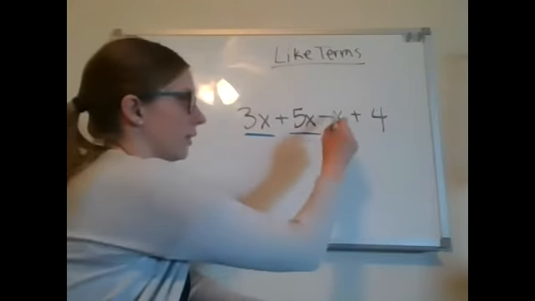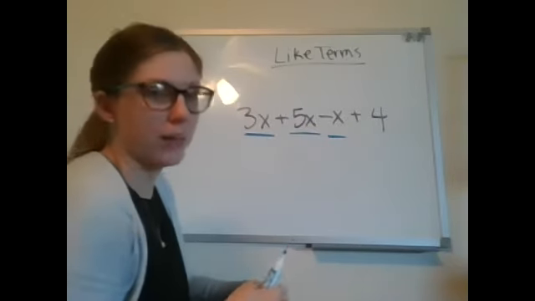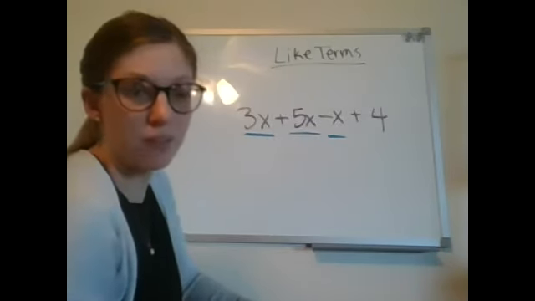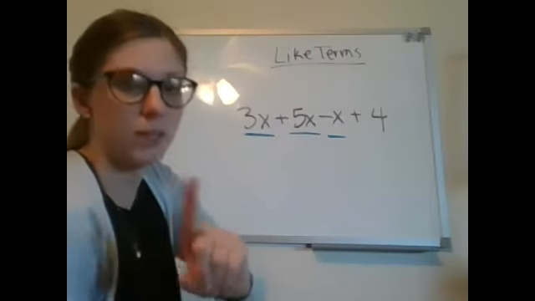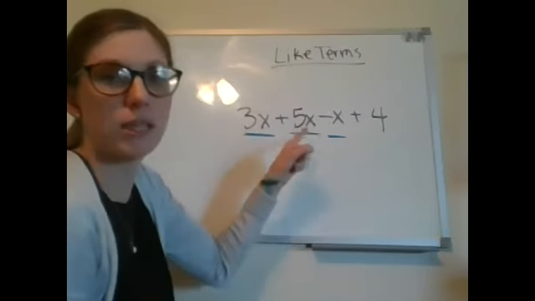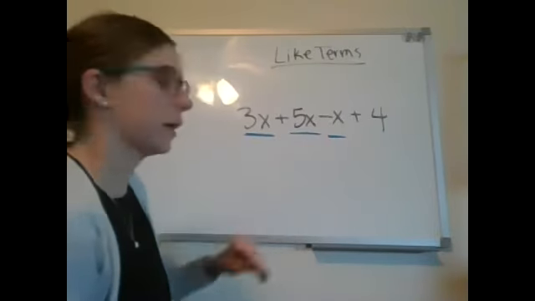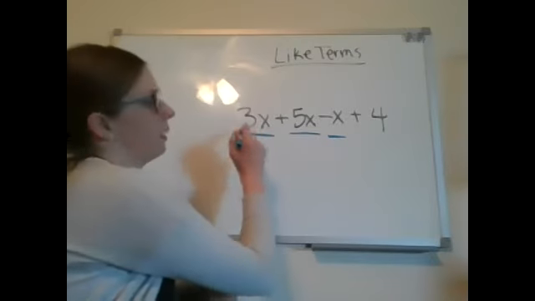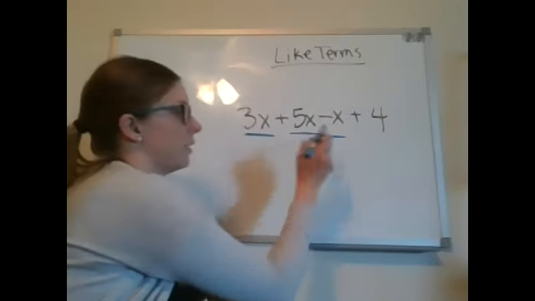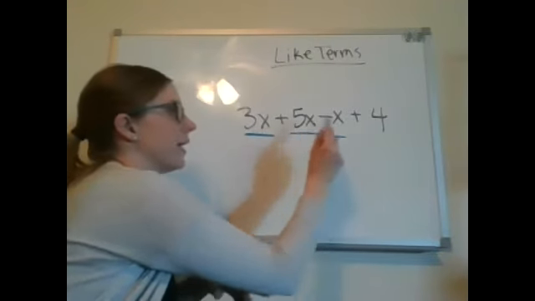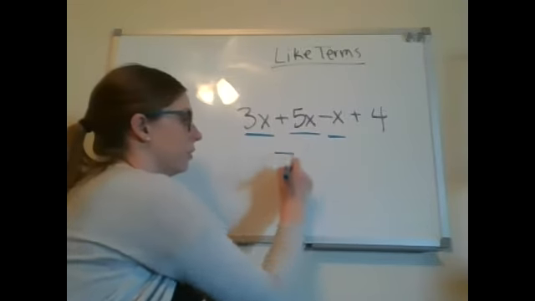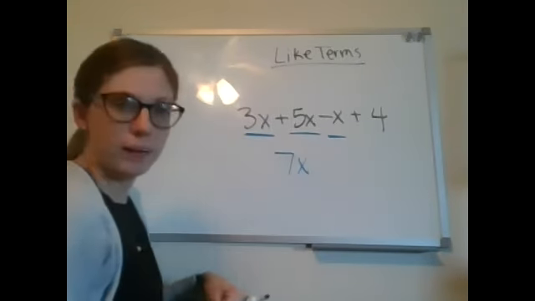Whenever you see one like this where it just says minus x or minus anything that doesn't have a number in front of it, that is one single one. So this is one single x right here that we're going to add in. So we would have 3x plus 5x minus 1x. 3 plus 5 is 8, minus 1 is 7. So those three would combine to be 7x.